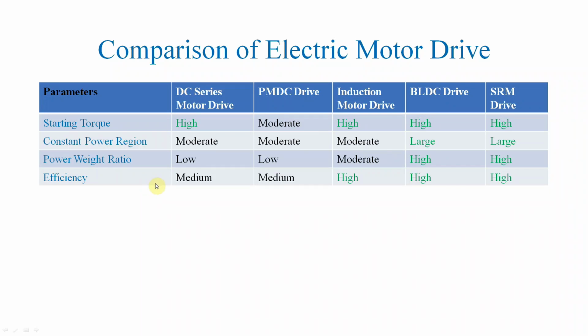If we consider the efficiency, in DC motors the efficiency is less compared to the others, because there are certain losses in the commutator and brushes. Comparatively, we can achieve efficiency of up to 70-75% or beyond 80% also, but in these three motors we can achieve efficiency greater than 90%. Induction motor efficiency is high with the help of the induction motor drive only. We need to use VFD or direct torque control, and only then can we achieve higher efficiency.